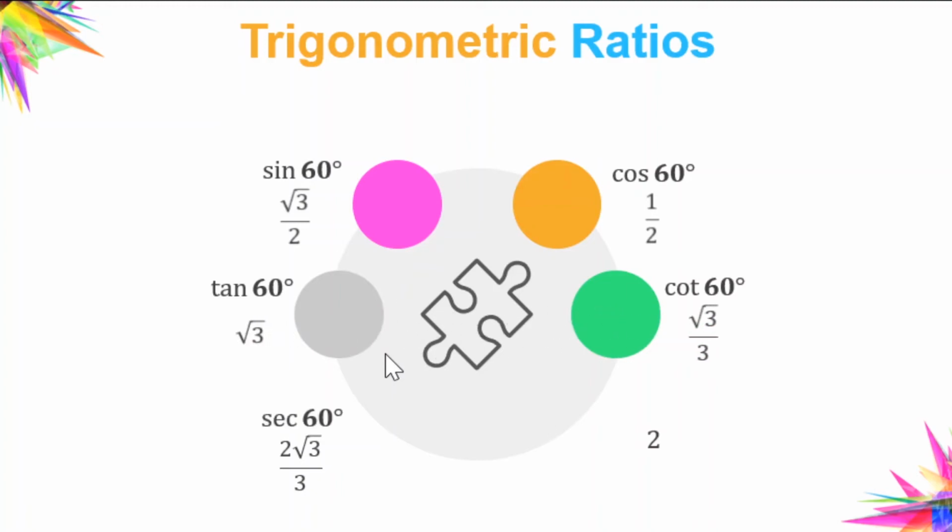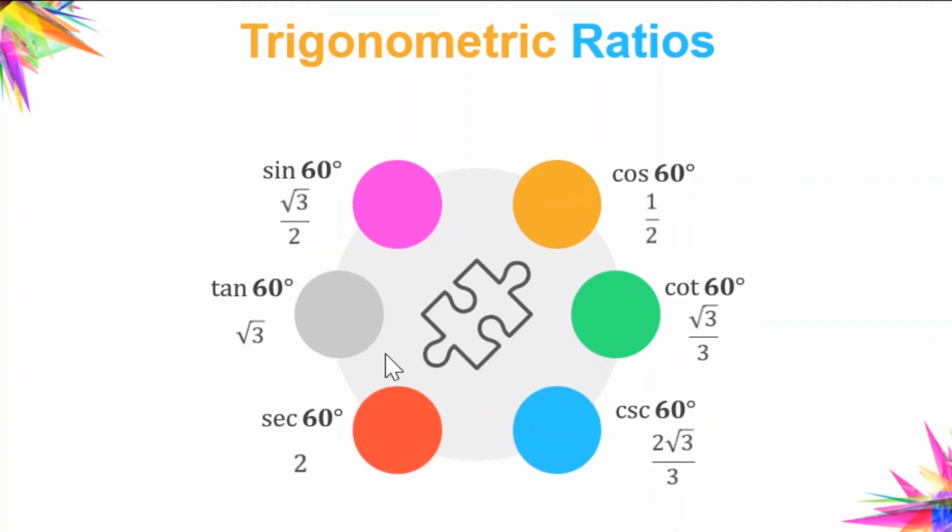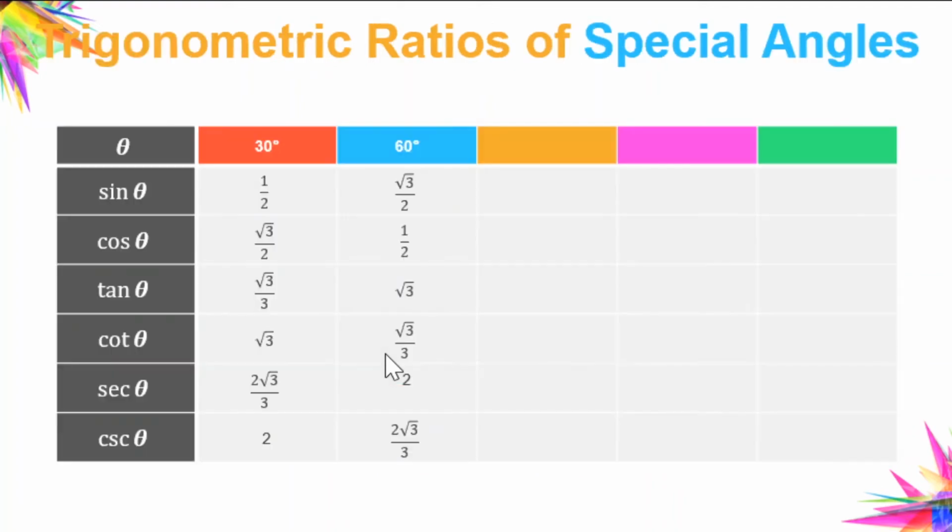Again, secant 30 degrees is 2 square root of 3 over 3. Cosecant 30 degrees is 2. For 60 degrees, the values are interchanged. That is because 30 degrees and 60 degrees are complementary angles. And if you can remember from our last video, the cofunctions of complementary angles are equal.